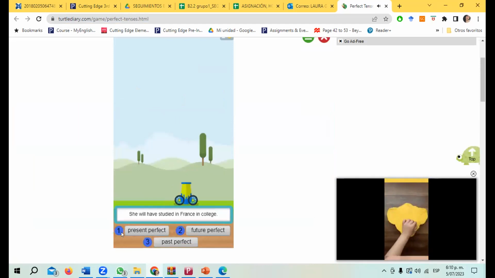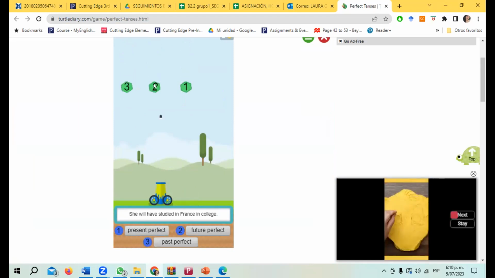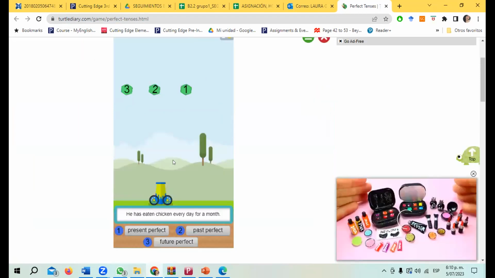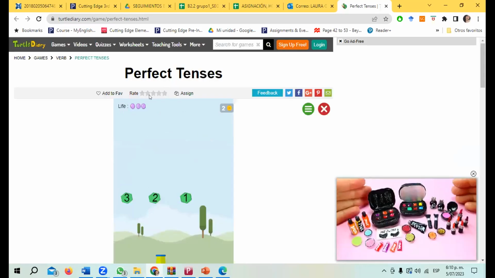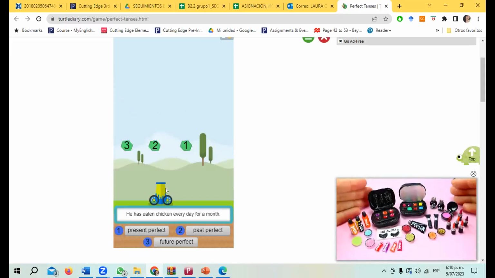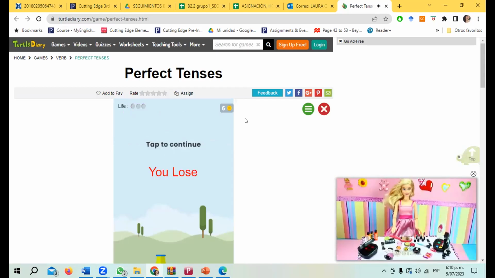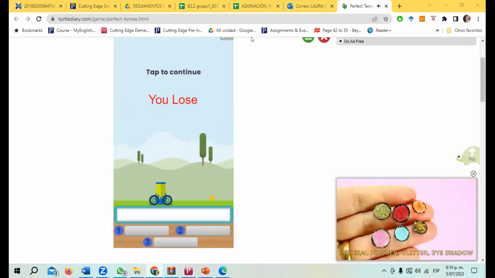Okay, so like this. She will have studied in France. You have to shoot the correct number. In this case, future perfect. And you continue doing the same with all the others, okay? Once you finish or when you die, let me know how many points you got. For example, here I will lose. Oops, this is incorrect, and I only got 6 coins, 6 points. Let's do it for a couple of minutes, approximately 5 minutes, and then you can share your scores with me.